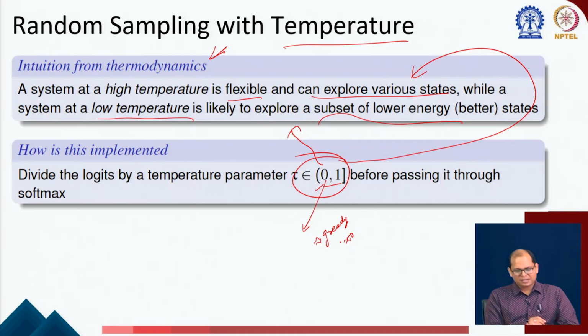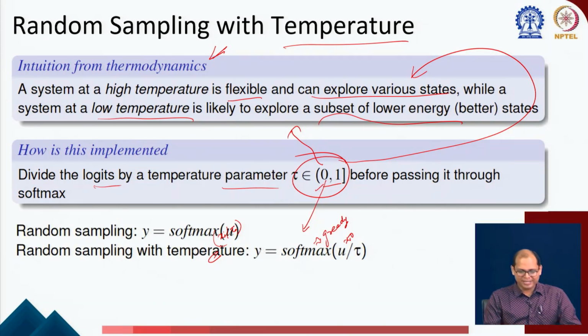Okay. So how is that actually implemented? You divide the logits by tau in the softmax, so e to the power xi by tau. That's all you do, nothing else. This is your temperature implementation. In random sampling, you simply did softmax of u. With temperature, you would do softmax of u by tau.